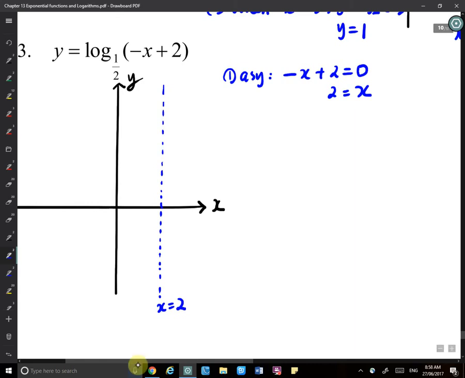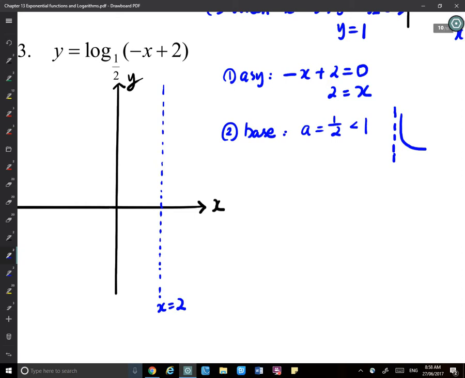Okay, number 2 is the base graph. Base a equals a half, that is less than 1. Then the graph will be a decreasing graph. This lowercase a value is not compared to 0, it's compared to 1, because it will always be greater than 0. So let's compare the relationship between that and 1. It's less than 1, so it's a decreasing graph.